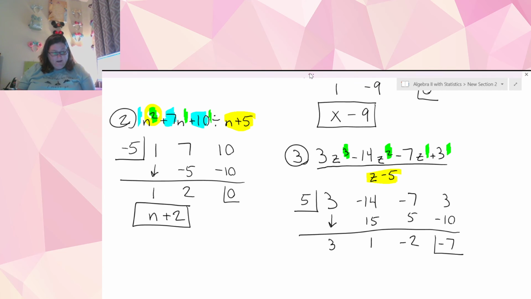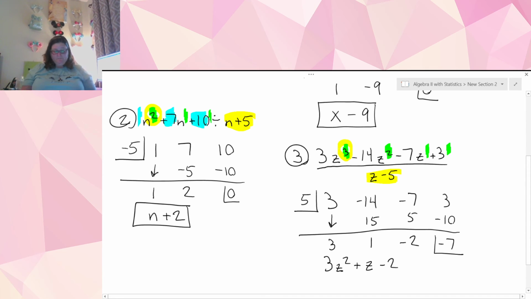So we look back at the beginning. So we start just like we did. We look at the beginning, and we started with a degree of 3. So I go down by 1. So now this is going to have an exponent of 2. So I have 3z to the second plus 1z minus 2. Then how you handle the remainder is you write down the number, so minus 7 over whatever you're supposed to divide by, z minus 5.